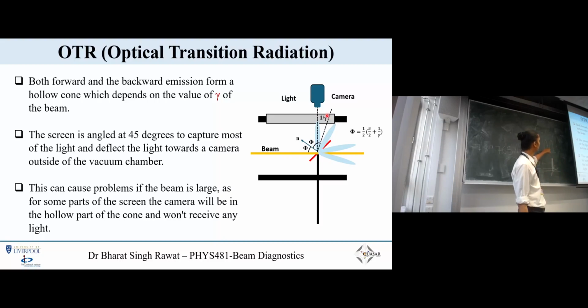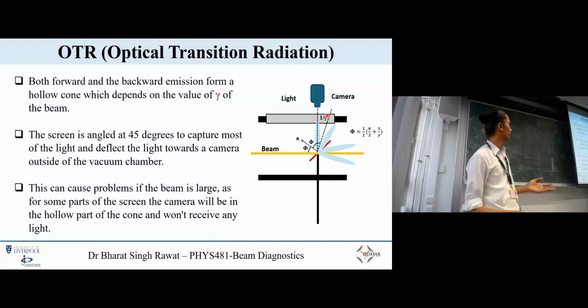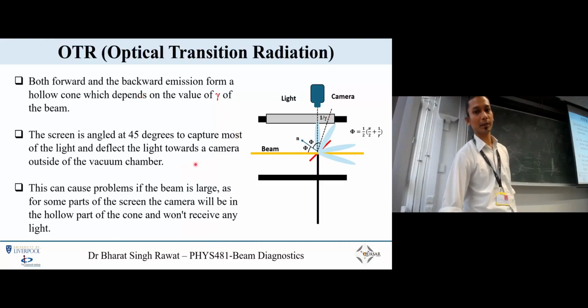Because it is a convolution of different kinds of Gaussian curves, mathematically you can estimate how much is the beam's divergence, and then you can estimate different kinds of things. You can estimate the beam's energy because the angle is proportional to 1 by gamma. So if you know the angle at which it is coming out, you can calculate the energy of the beam.